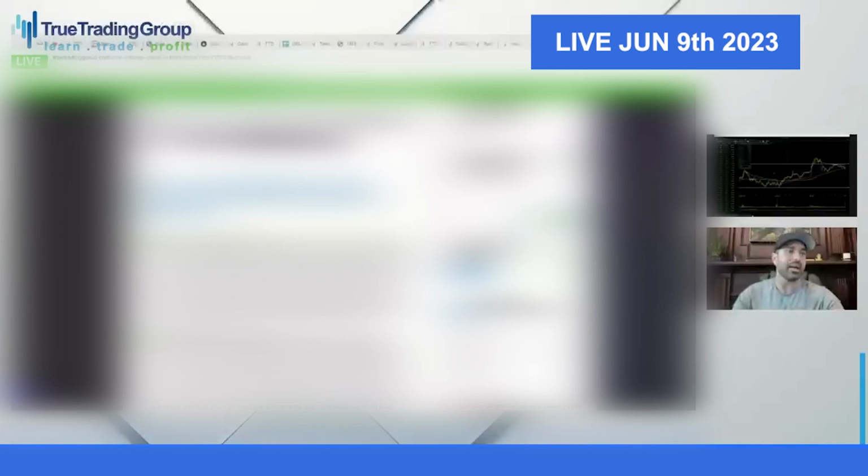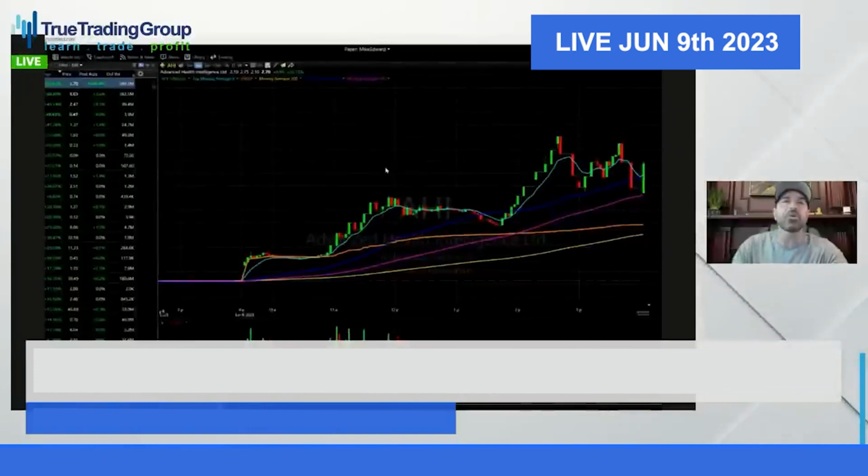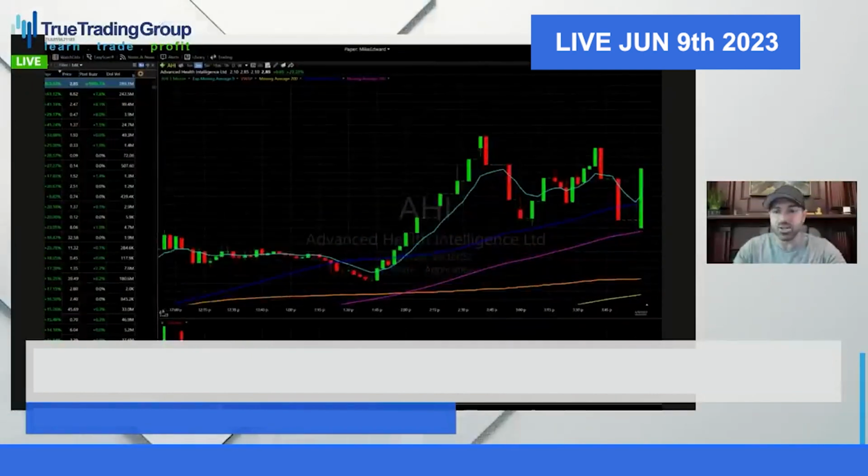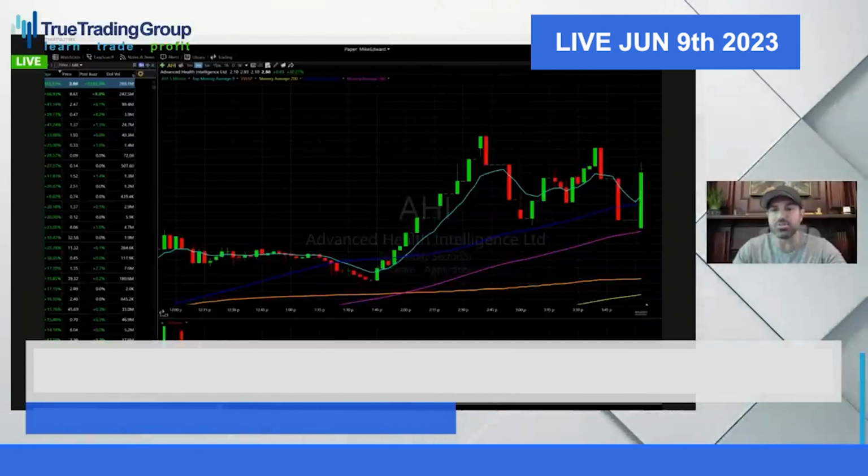AHI trade of the day, absolute monster, 800% gainer. It's actually still moving after hours. We just went from 215 to 270. Look at this thing go. 280, 285. I got to pull up my level 2 for this. 290. We just printed 290.